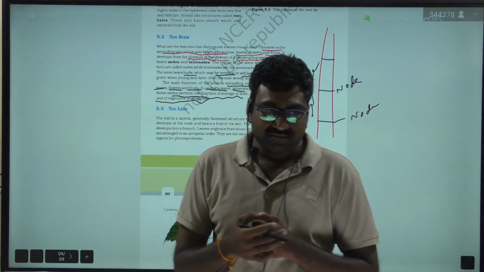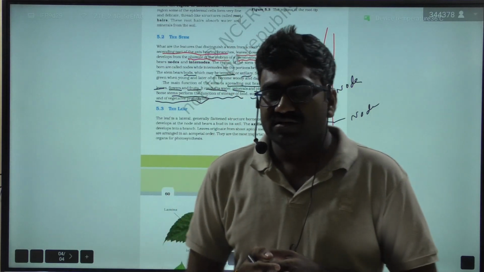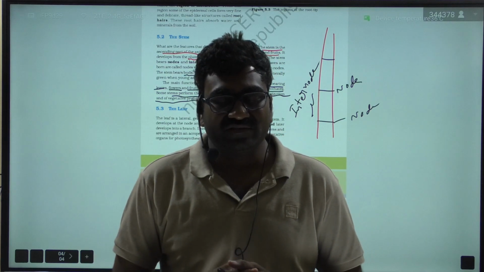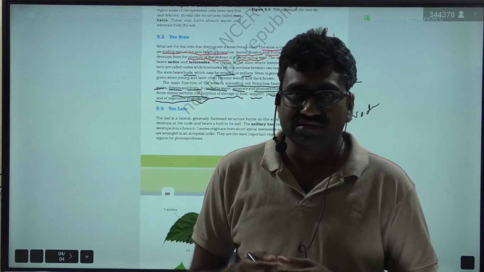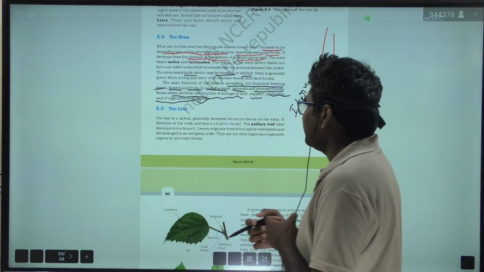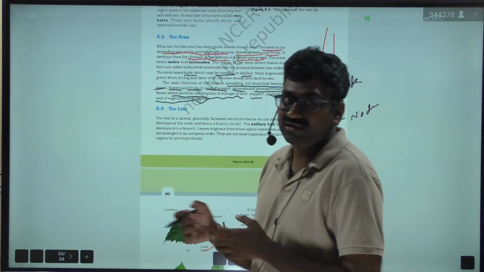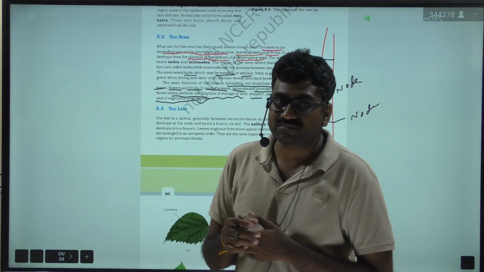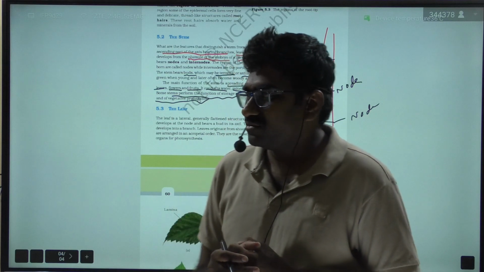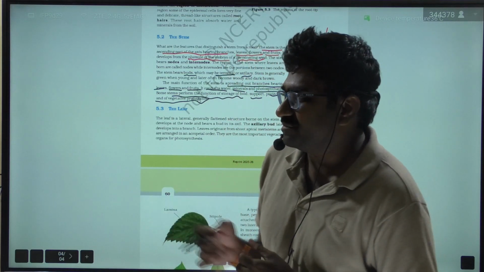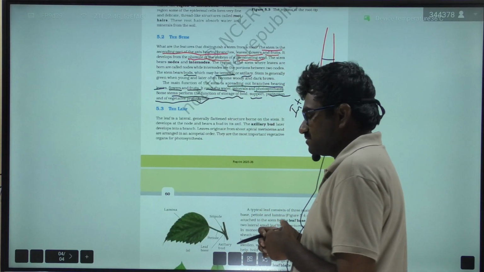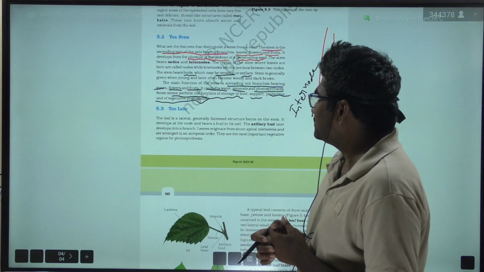And here the modification of stem is very important from the IPE point of view, that is mentioned in the state syllabus. The stem modifications are not mentioned in the new NCERT, but in the old NCERT we will find some modifications, so we still have to go through these stem modifications. Now let us discuss a few stem modifications.